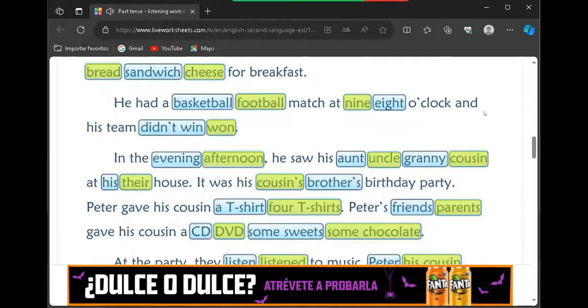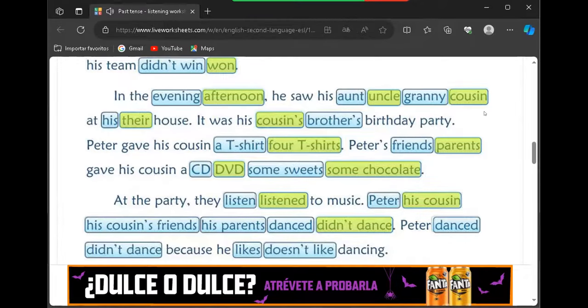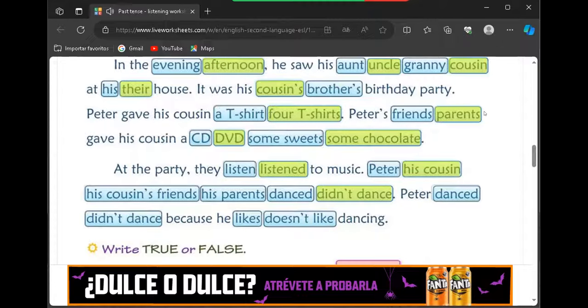So, what did you do after that? I went home for lunch. And what about in the afternoon? I saw my aunt, my uncle, and my cousin at their house. It was my cousin's birthday. That's nice. Did you have a party? Yes, we did. It was fun. Did you give your cousin a present? Yes, I did. I gave her a t-shirt, and my mum and dad gave her a DVD and some chocolates. I think she liked her presents. Did you listen to music at the party? Yes, we did. And my cousin and her friends danced. I didn't dance. I don't like dancing. Finally, we said goodbye and went home. It was a good day.